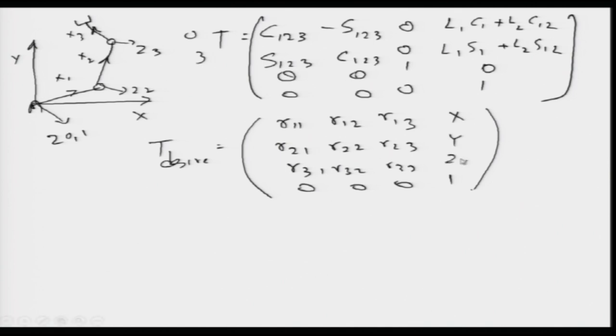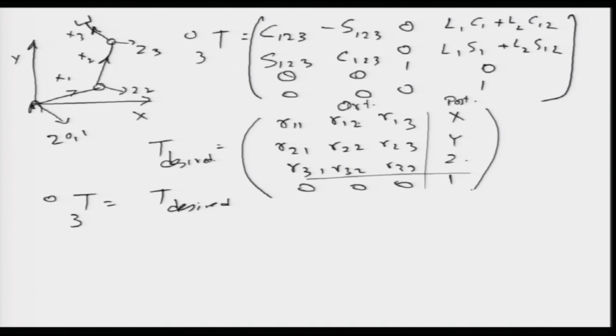What is the meaning of this? The meaning is that this is my desired orientation of the end effector, and this is the desired position of the origin of the last frame. Now we need to equate this, so I am going to equate T03 to T desired. So we are equating both of these, a 4 by 4 matrix and a 4 by 4 matrix. Now what is the unknown here? The unknowns are theta 1, theta 2, theta 3, while L1, L2 are known.